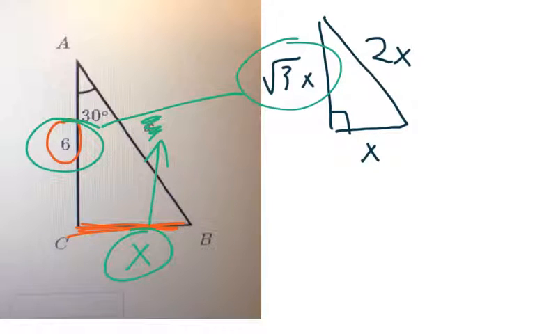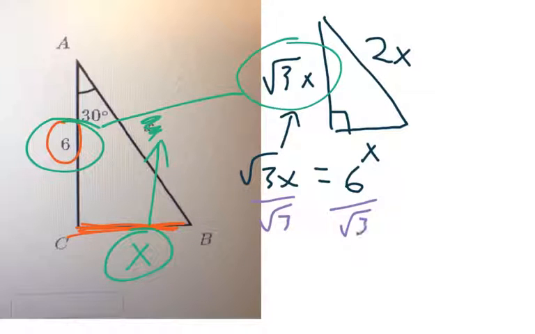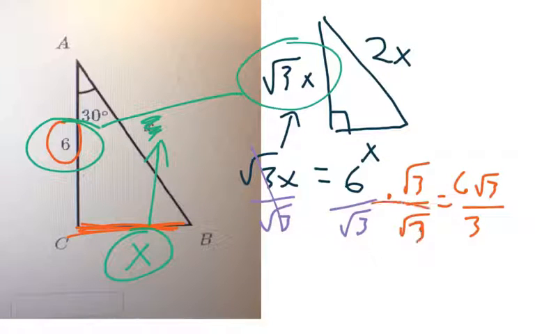So my short side x is going to be found this way. I know that the square root of 3 times x, look right up here, is got to equal 6 somehow. So solving that, I'm going to divide by square root of 3. And now I need to rationalize my answer here. So I'm going to times by square root 3 over square root 3. So I'm going to get 6 square root of 3 over 3, because square root 3 times square root 3 is 3, right? And notice 6 divided by 3 is 2.